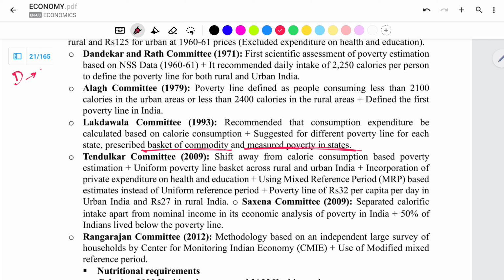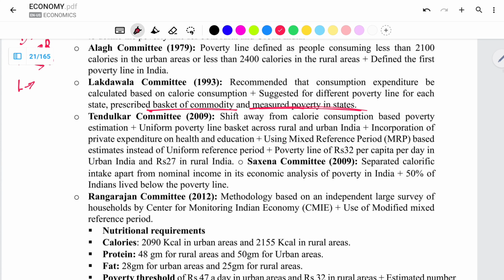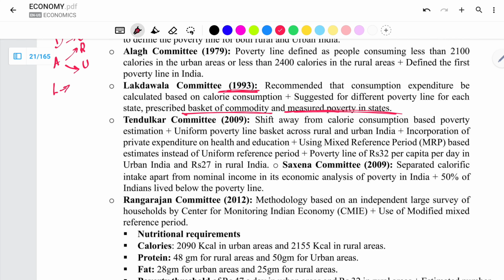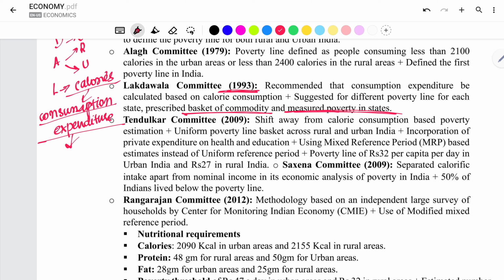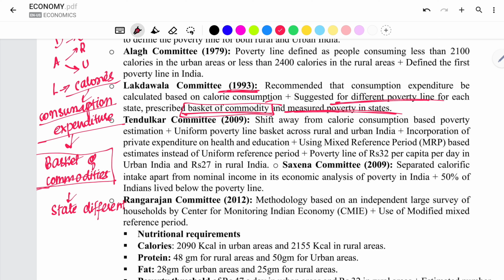Now, Dandekar and Rath suggested the calories, right? Alag suggested different calories for the rural and urban areas. Now, the Lakdawala committee in 1993 is suggesting that we have calories. From calories, what they are consuming, right? Consumption expenditure. And for this consumption expenditure, we need a basket of commodities. Then a different poverty line for each state, because in each state the people consume differently, right? So the basket of commodities for states is different. This is what Lakdawala has suggested.